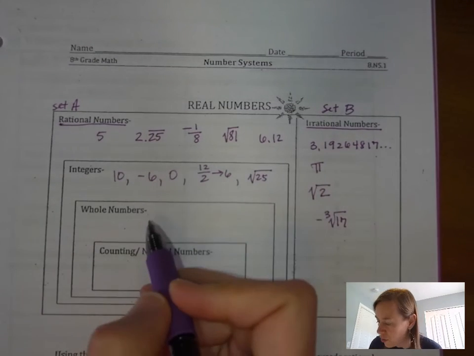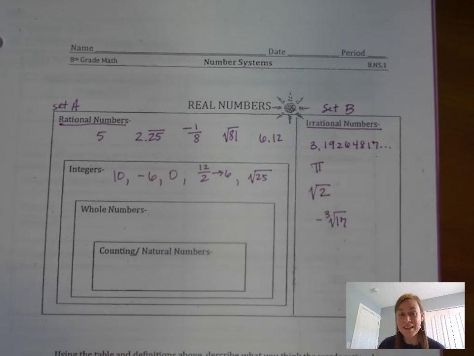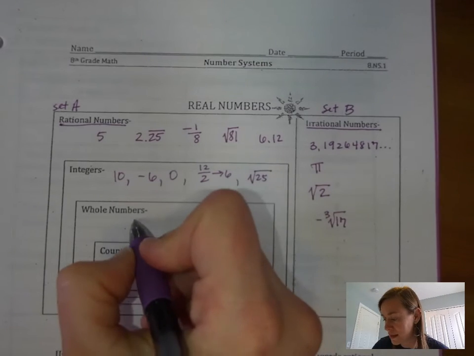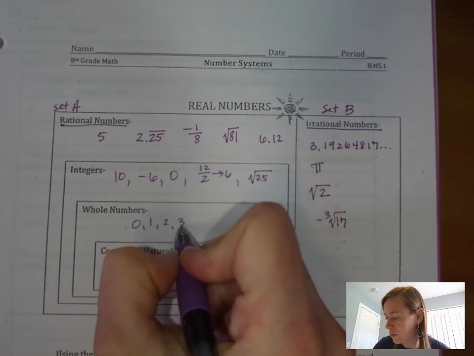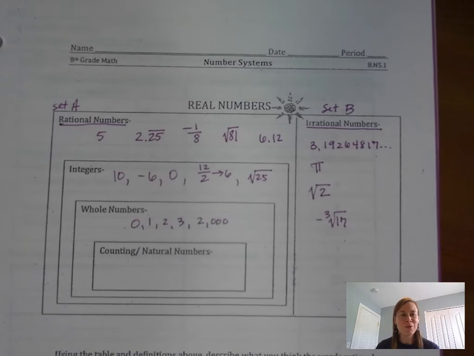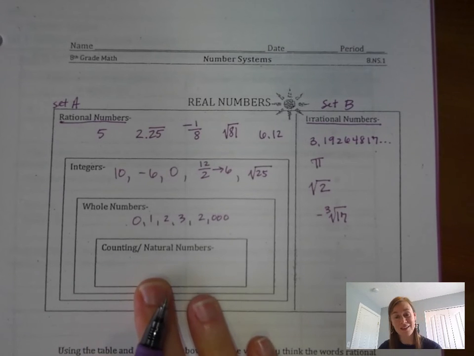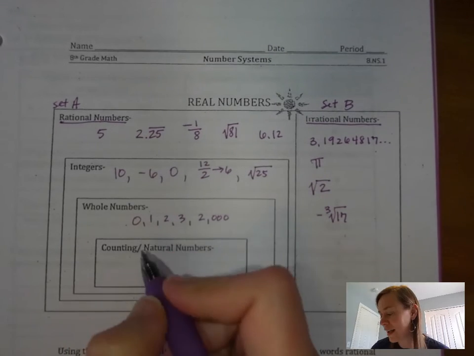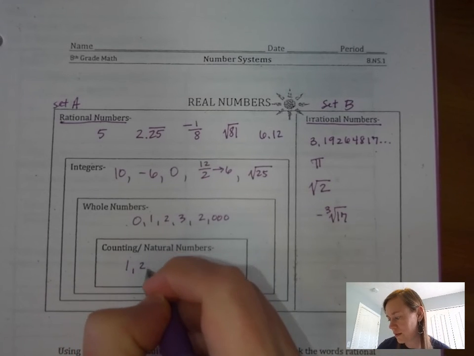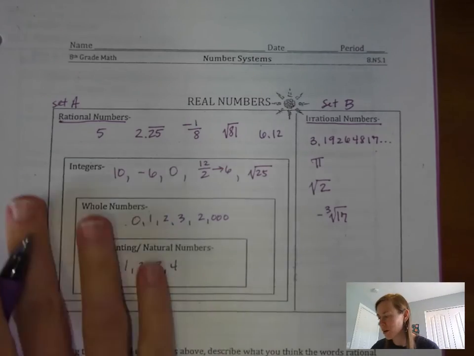Now, whole numbers would just be 0 and up, the integers that are 0 and up. So it could be 0, 1, 2, 3, it could be 2,000. Those are your whole numbers. Your counting numbers, on the other hand, like when you were a baby and you learned to count, you probably didn't start with 0, 1, 2, 3. Most kids go 1, 2, 3, 4, right? Those are your counting or natural numbers. So it's 1, 2, 3, 4, and up. And so those are your numbers.